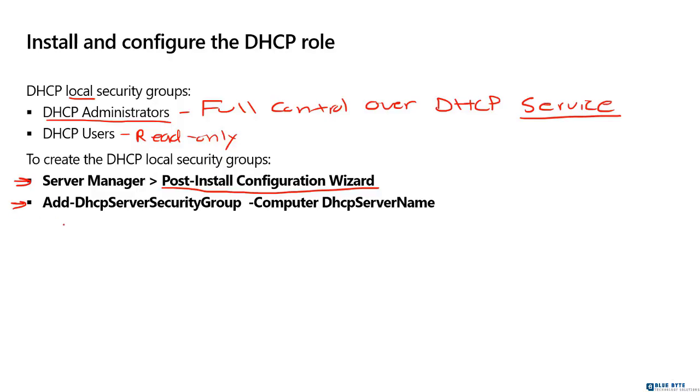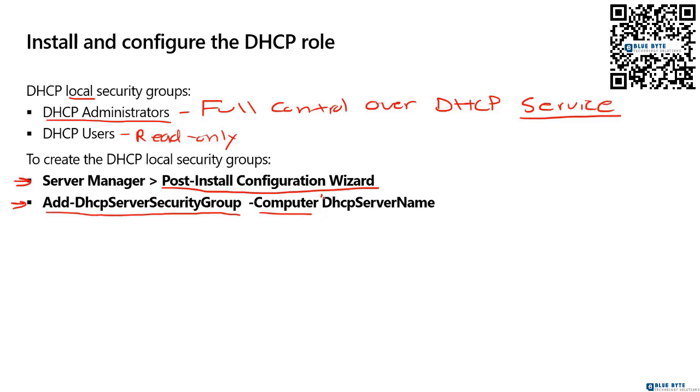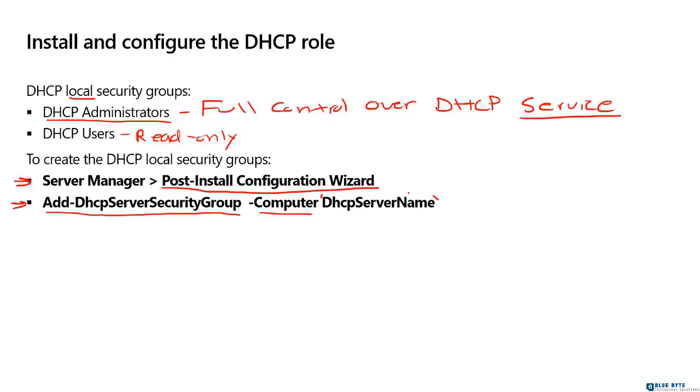Or if you're in PowerShell, Add-DhcpServerSecurityGroup -ComputerName, whatever the name of your server actually is, DHCP01 or whatever you chose to name the server, then it will create that on that server. And you can run this local on the DHCP server itself, or you can even run it from a different machine. So local or remote, that can be executed from. But once that's done, you are a DHCP server. Now we just have to configure the address ranges we want to lease and all the things associated with that.